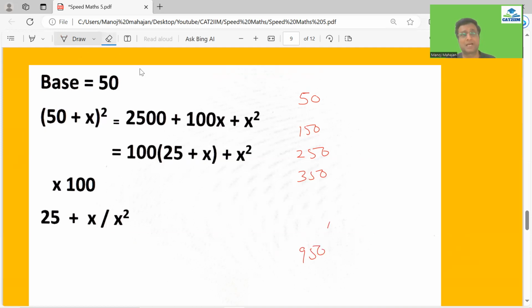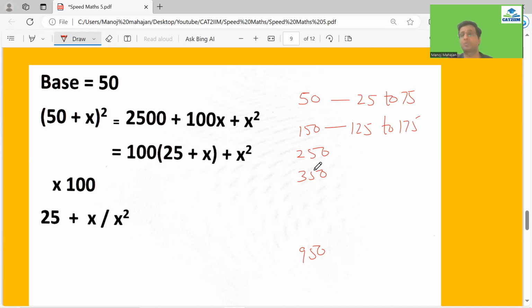If the numbers are closer to base 50, from here we can look forward to get the squares of 25 to 75 easily. With 150, I'm going to look at 125 to 175. I'm sure that 1 to 25 you should know by heart. 25 to 75 will do with base 50. 75 to 125 we could have done with base 100.